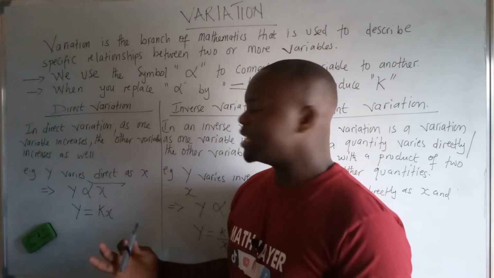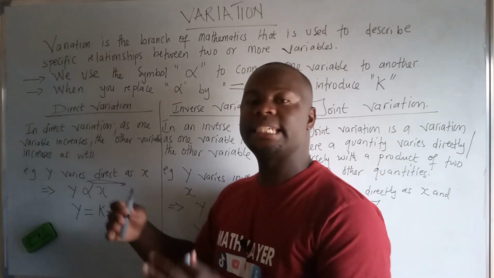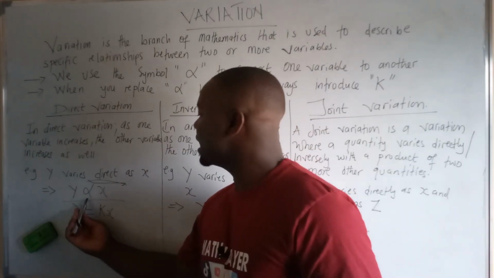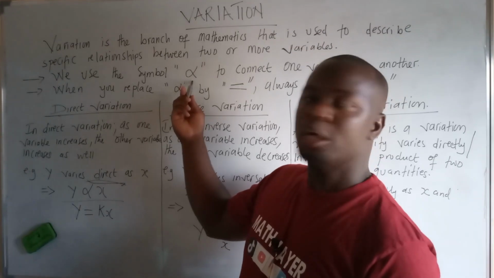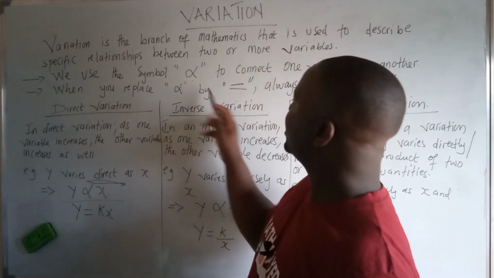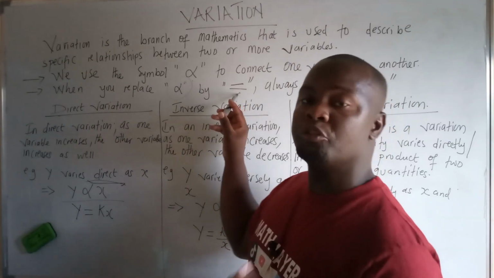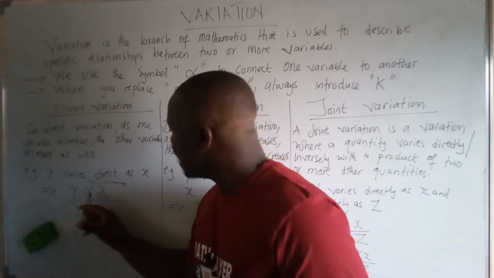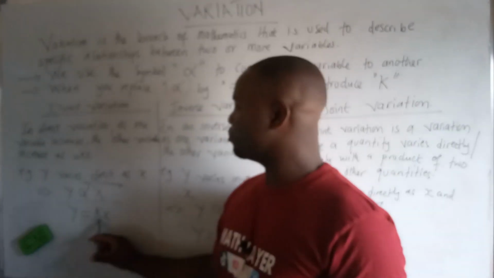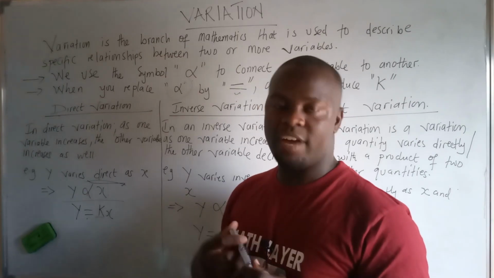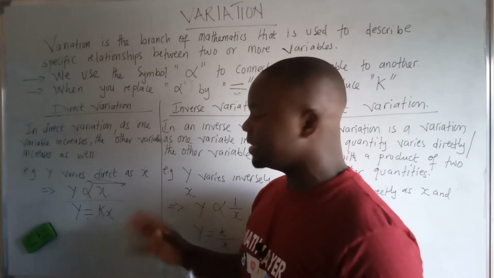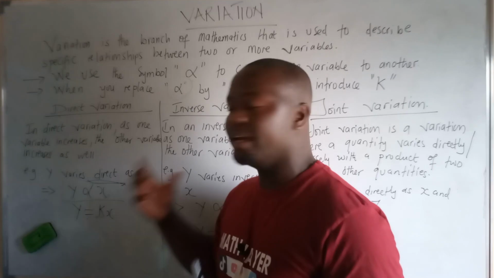So whenever you have this word in the statement, you need to have this kind of relationship to say y varies directly as x. We have used this symbol to connect y and x. Now immediately when we remove this symbol and substitute the equal sign, we need to introduce k. As you can see, I've removed this symbol and substituted the equal sign. Once we do that, we need to introduce k, which is the constant of variation. So this relationship, y varies directly as x, is the same as y is equal to kx.